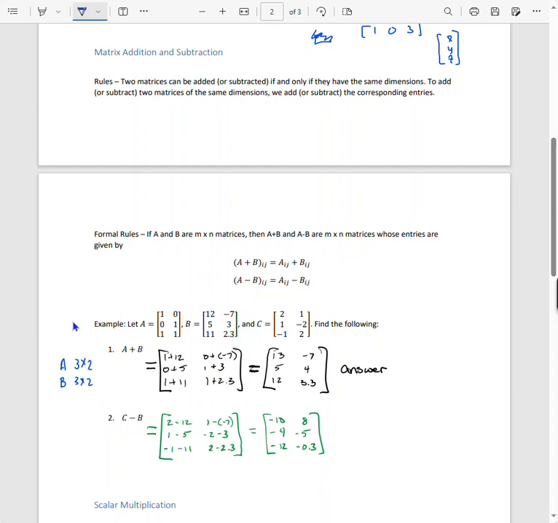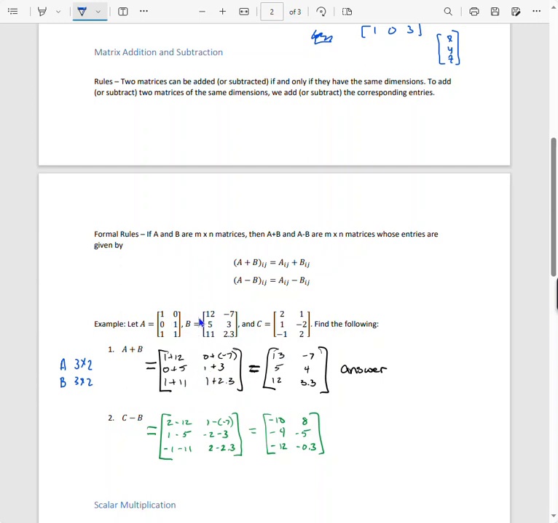Since the dimensions are the same, in order to add them, I will add 1 plus 12 in row 1, column 1. I'll add 0 plus negative 7 in row 1, column 2. Similarly, 0 plus 5, 1 plus 3 fills out our row 2, and row 3 is 1 plus 11 and 1 plus 2.3. You will not need to show this answer on the homework. This is just for you, just for building your work.